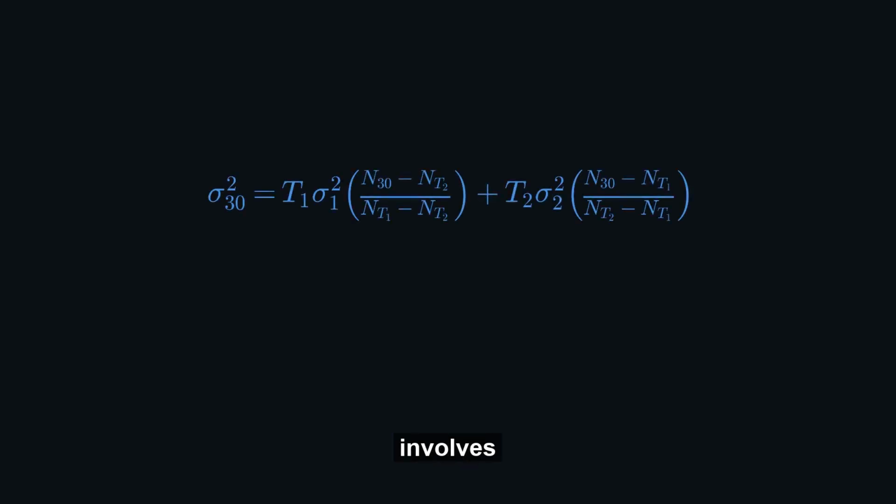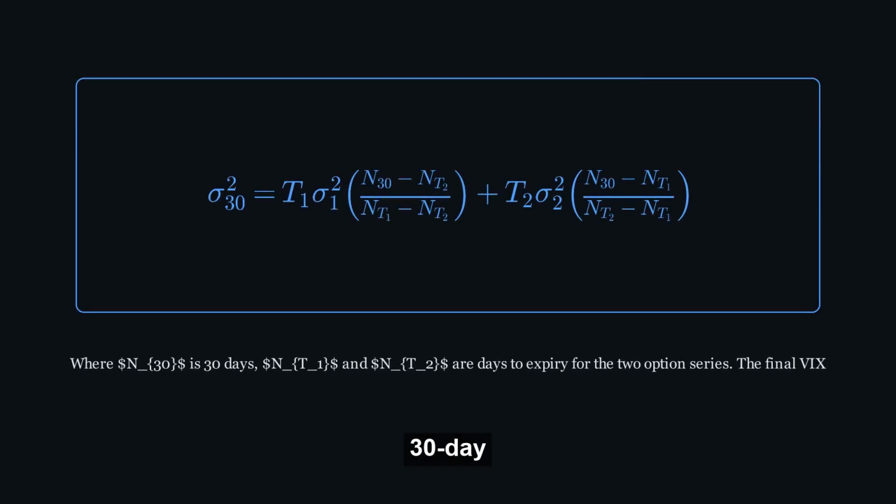The final step involves the interpolation formula to arrive at the 30-day variance. Let $T_1$ and $T_2$ be the time to expiry for the nearest and next nearest options, respectively, and $\sigma_1^2$ and $\sigma_2^2$ be their calculated variances. The 30-day variance, $\sigma_{30}^2$, is then given by a weighted average. This formula ensures that the resulting volatility accurately reflects the market's expectation for a standardized 30-day period, bridging the gap between discrete option expiries.